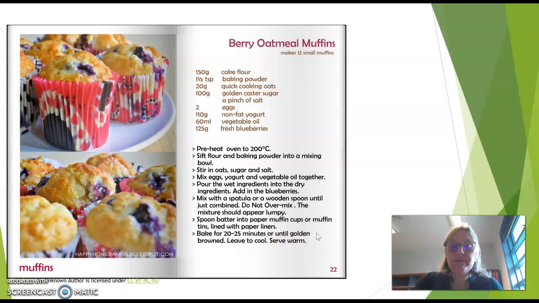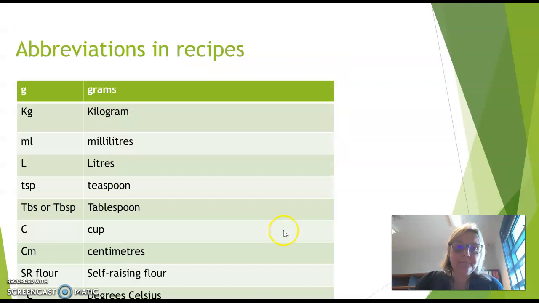So recipes come in many different formats. Sometimes it's written like a paragraph. It's really hard to understand that way. I tend to find it much easier when it's in this format. And I thought we would just have a quick little look at abbreviations.